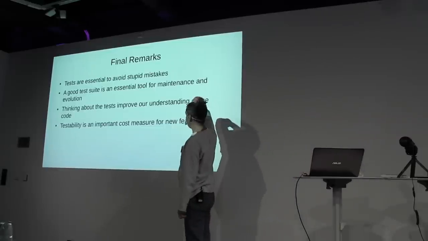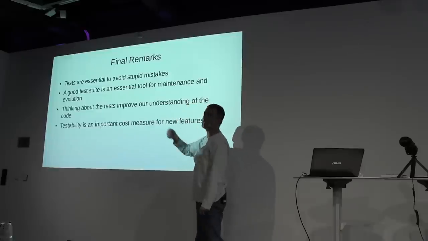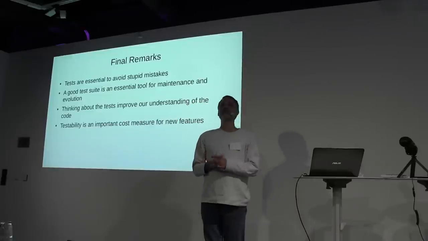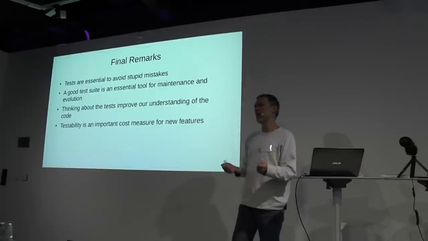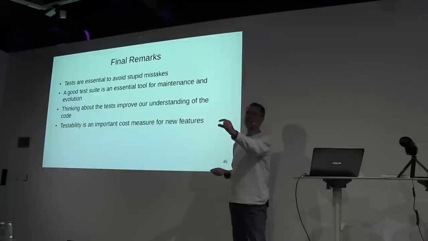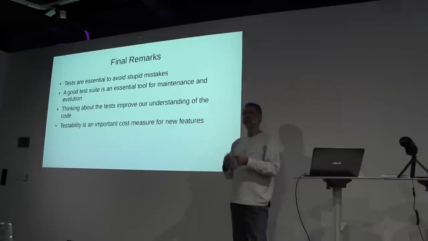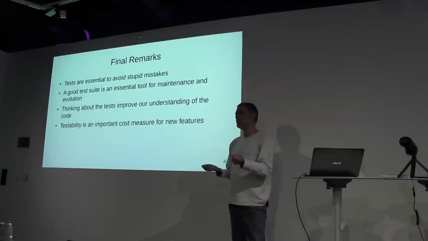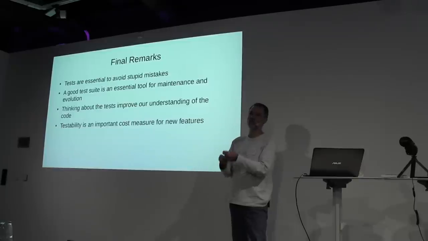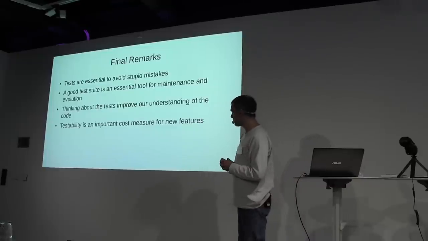Thinking about the tests, as I said, improves our understanding of the code. More than once, I removed stuff from the code because I checked the coverage and saw that this part of the code is never running. Then I tried to force the bug, and I thought about it and said, oh, this can never happen. It's completely impossible. So I just changed the code to an assertion to document that it can never happen and removed the code. It happened more than once.